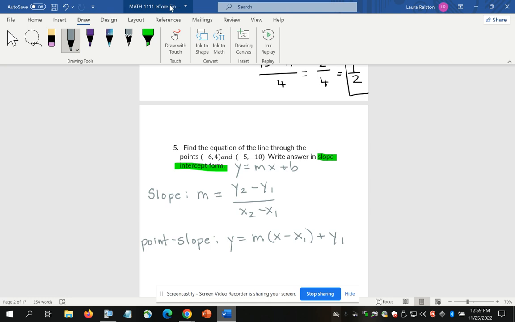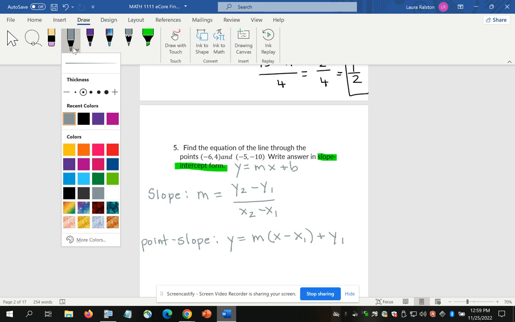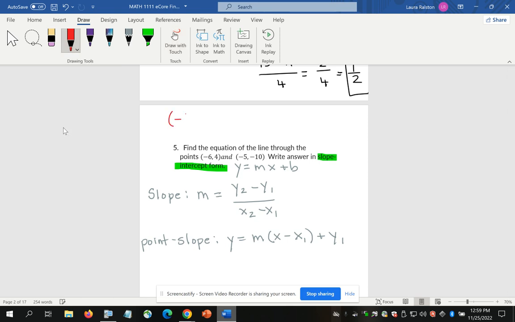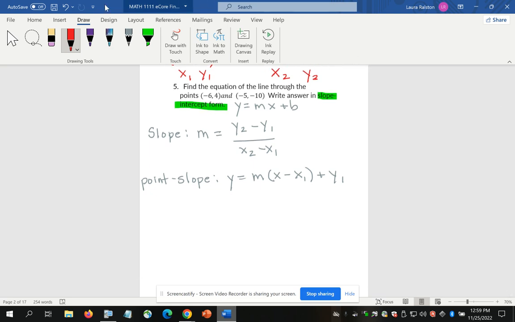Okay, so now that I've gone through and realized I need the slope formula and a point slope formula, we can begin to use them. Okay, so you have 2 points here. So the first point is negative 6, 4. I'm going to label it as x1, y1. The second point is negative 5, negative 10, and I'm going to label it as x2, y2. Again, taking that extra second to label it is going to help you keep things straight as you plug and chug into the various formulas.